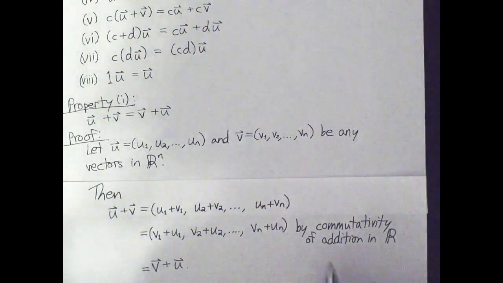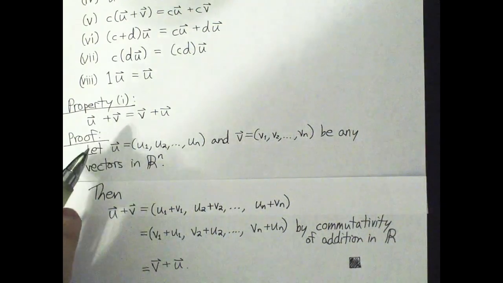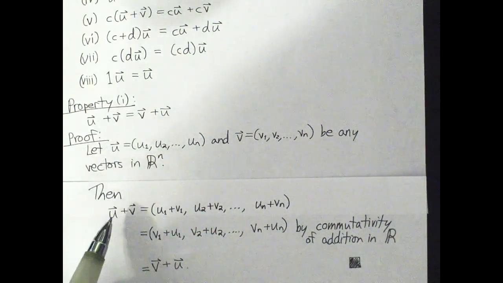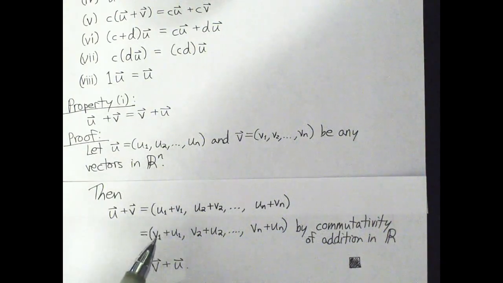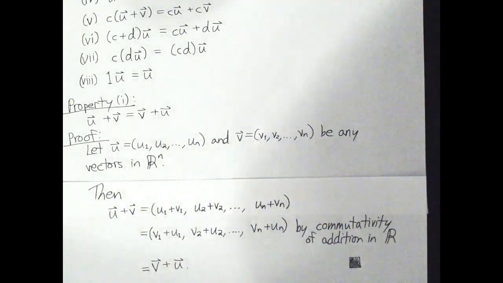So all we really did in this proof, I'm going to put a little symbol here to say that's the end of the proof, we'll shade in a square. All we really did was establish that u and v are general vectors in Rn. We started adding them together. The real key to this was using a property from the real numbers, and that's why this winds up being true.